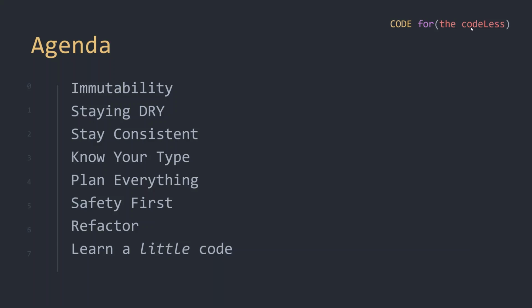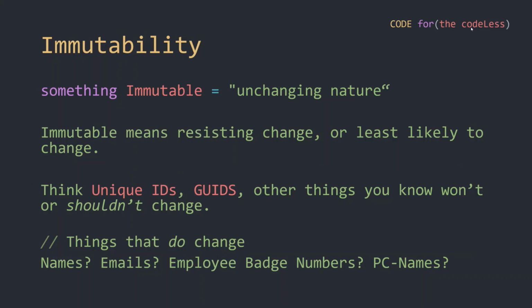So to get right into it, immutability. This sounds scary. It's a weird term, it's very technical, it's very jargony, but what does immutability mean? If something is immutable, what we're saying is that it has an unchanging nature, which is still not a good definition, right? So it means that it's the least likely to change, a little better. But really what we mean is unique IDs or GUIDs or other things you know won't change. It's easy to talk about which things won't change, but more likely let's talk about the things that do change that don't help us out too much.